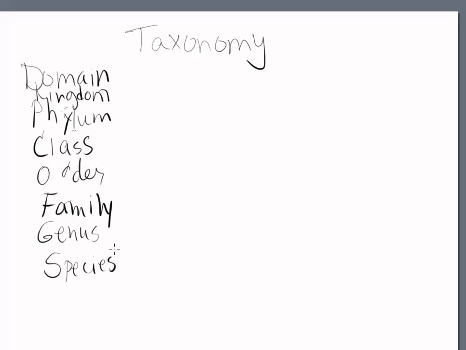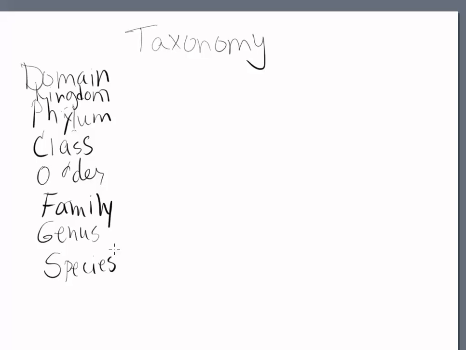So domain could be like any organisms living in the solar system, in the Milky Way. Kingdom would be any organisms living on Earth. Phylum could be any humans living on Earth. Class could be any humans living in the northern hemisphere. Order could be any humans living in North America. Family could be any humans living in Texas. Genus could be any humans living in Central Texas. And species could be any humans living in Austin, right?